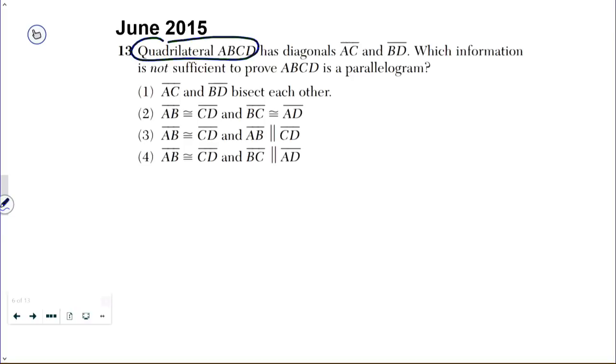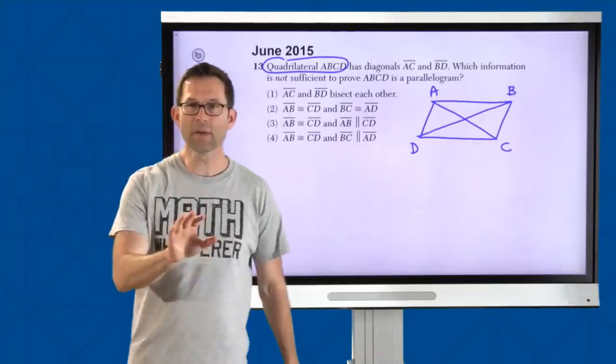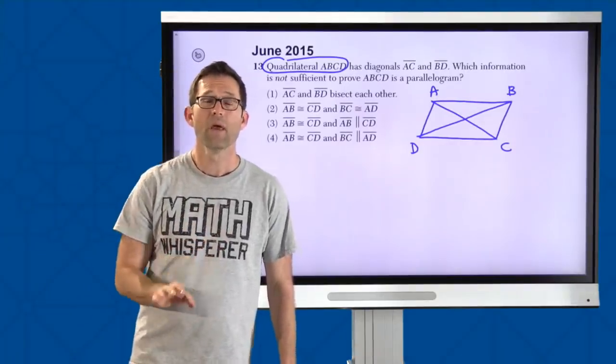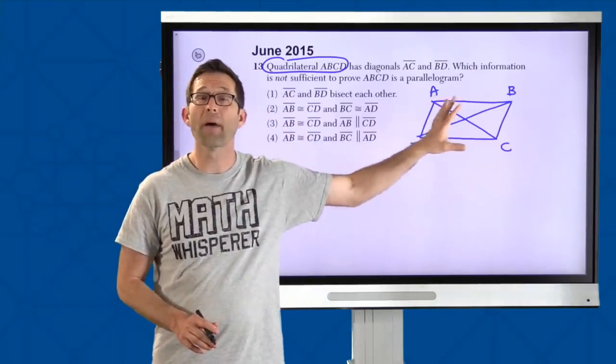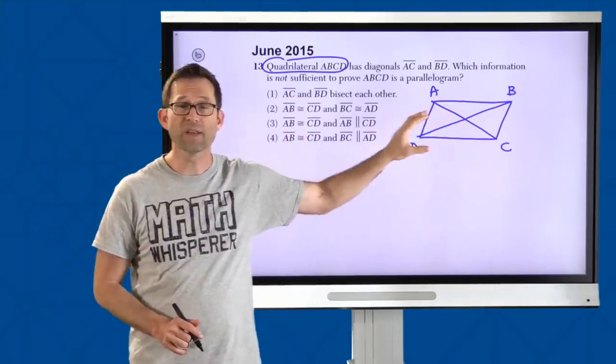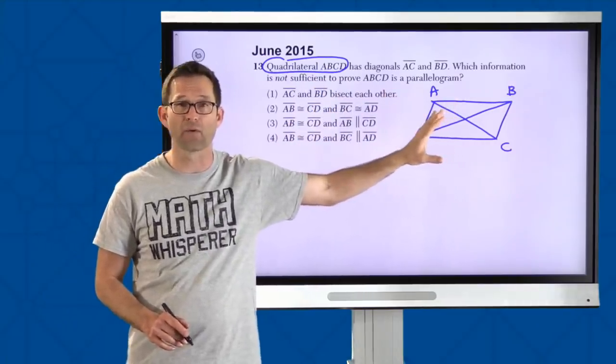All right, let's take a look at this. Now, I'm going to draw a quadrilateral that looks like a generic parallelogram. A, B, C, D. I'm going to draw in its diagonals. All right. And now let's take a look at each one of these choices. Now this can be a little tricky, okay? Because every one of these 4 choices is going to be true about this figure. The question is, is it enough information to know that it's a parallelogram?